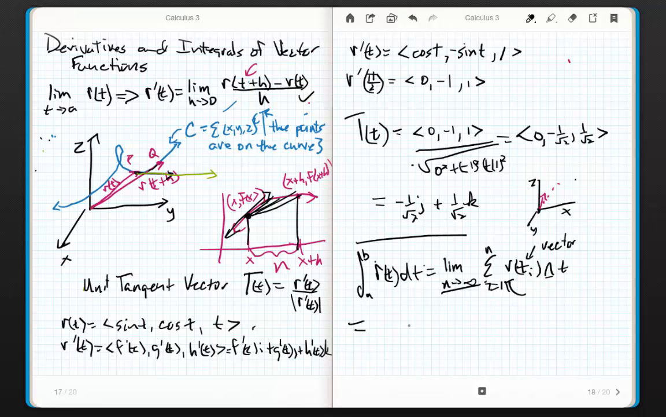I can simply rewrite this as the integral. Now, I'll do it like this. This is going to be the integral from a to b of f of t dt, the integral from a to b of g of t dt, and this is going to be the integral from a to b of h of t dt. And that all stems from the fact that the limit of a vector is the vector of the limits. It's really simple.